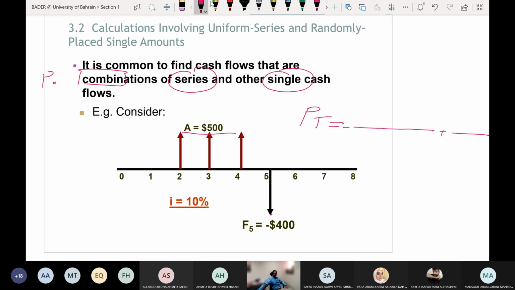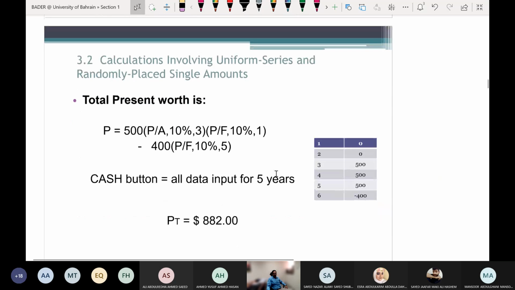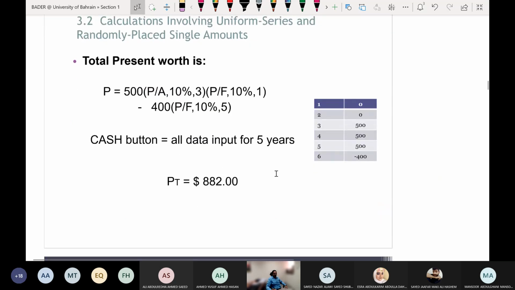Okay, guys. Overall, again, we succeeded in completing this part. Anybody who would like to know how was the cash button entered? Where do we start? 1. Where do we end? 6. As you can see, last entry. Using the cash button. See how straightforward.